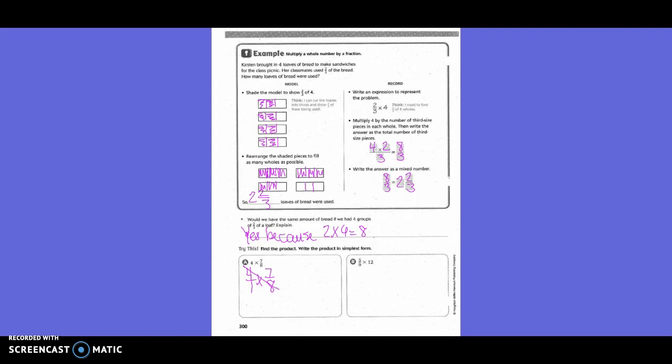4. 4 goes into 4 once. 4 goes into 8 twice. 1 times 7 is 7. 1 times 2 is 2. So what would this be reduced? 3 and 1/2.